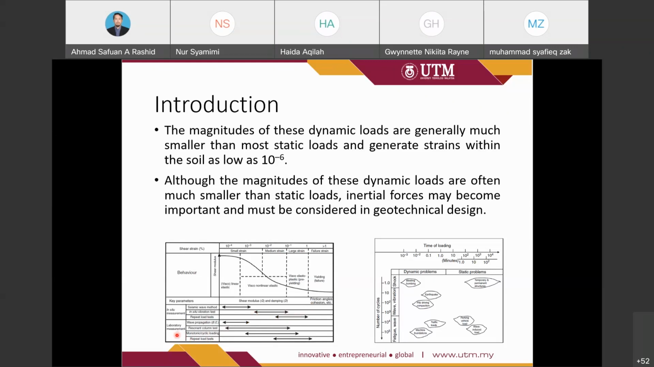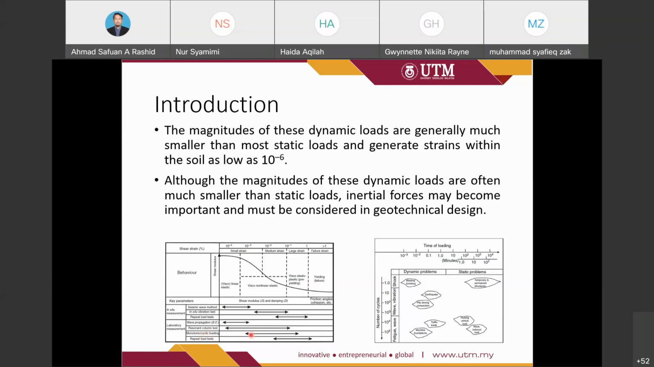Then for the laboratory measurement, we have here wave propagation, which we call a bender element. Normally we use the bender element to gain the properties under small strain. Then we have a resonant column test, which covers from the small strain to the medium strain.